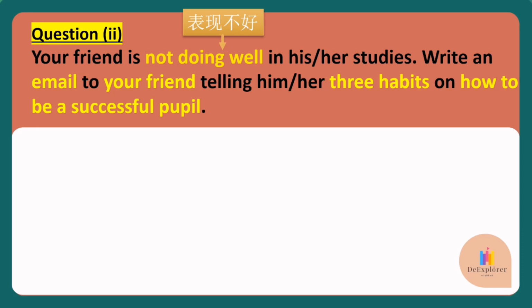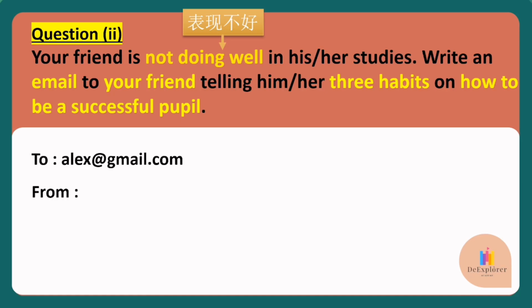First is the format, email. So how is the format of email? You need to have the recipient. To who are you writing to? Okay, so let's say if your friend's name is Alex. So you write alex@gmail.com. And who is the sender?